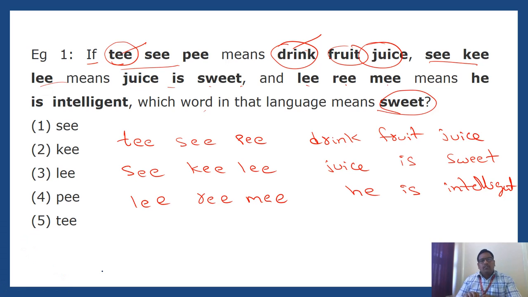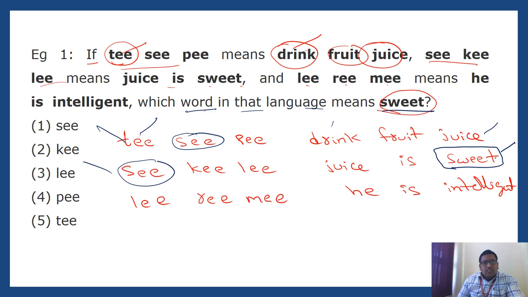Okay, so let me change the pen color to solve the further questions. So tea might also mean drink or fruit or juice, I don't know, but how do you solve? First thing, what they are asking actually: which word in that language means sweet? So this is my reference sentence. Getting my point? Now compare the second reference sentence with the first sentence on both the sides. Can you tell me which code word is common? If you observe, C is common, and on the right hand side, the English word juice is common. So finally, I can conclude C means juice.